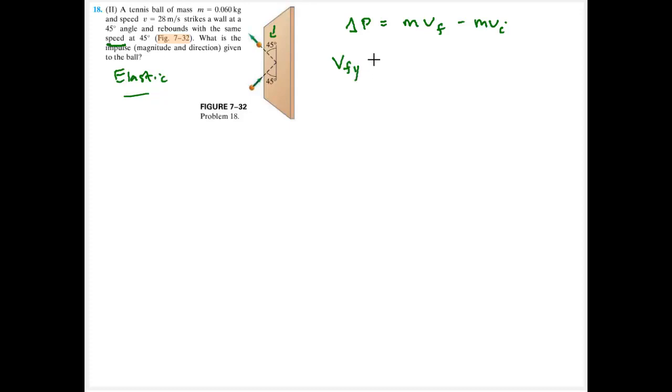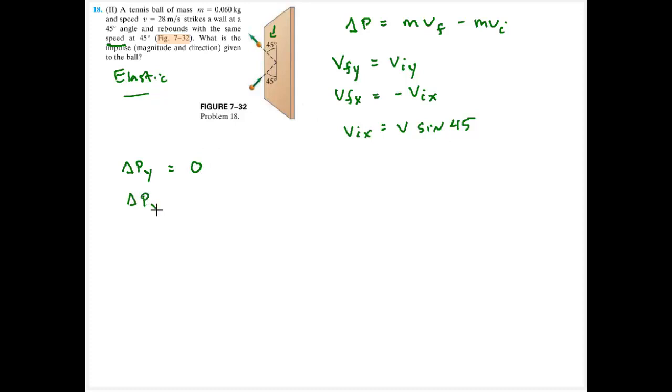It tells us that the velocity final in the y is going to be equal to the initial velocity in the y. It's not going to change velocity in the y direction. Velocity final in the x, however, is going to be in the opposite direction as velocity initial in the x. And we can relate velocity initial in the x to the initial velocity, simply the velocity multiplied by the sine of 45. So the change in momentum in the y direction is going to be essentially 0. It's not going to change the velocity.